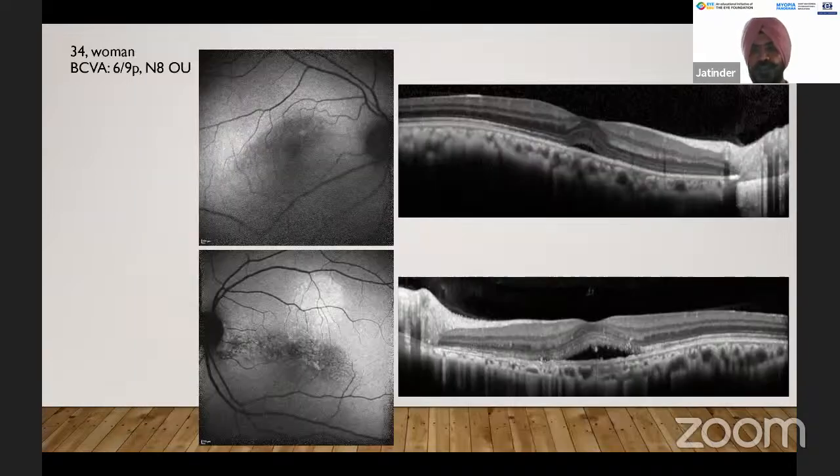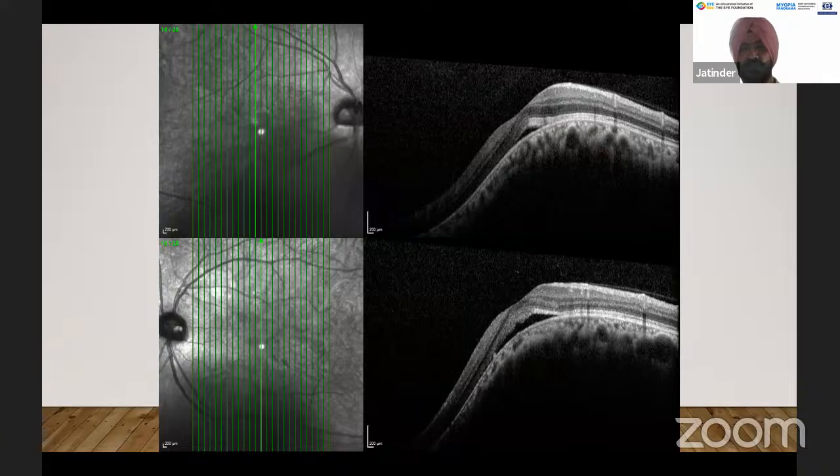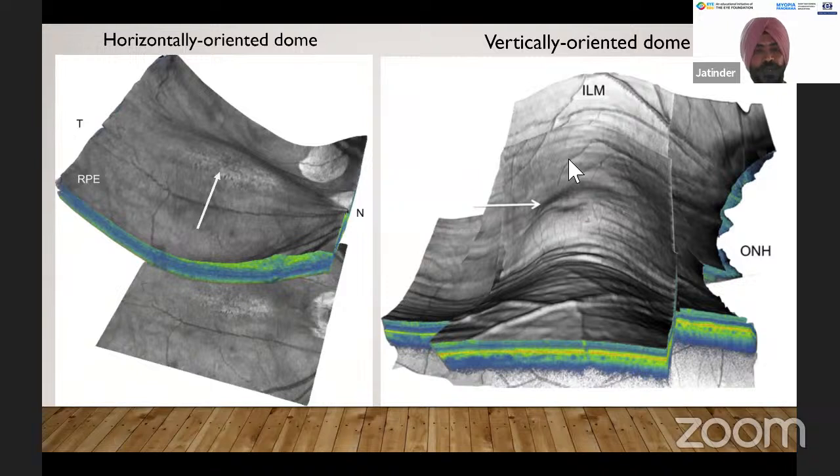So when you have subretinal fluid, not all is CNVM. This is a 34-year-old woman presented with non-resolving fluid at the macula in spite of multiple anti-VEGF injections, and you don't see any significant CNVM-like lesion in the outer retina. If you do the vertical scan, it picks up what is called the dome-shaped macula. So this is dome-shaped maculopathy, and the orientation of the dome can determine what the scan will pick up. In the left picture, with the horizontally oriented dome, the horizontal scan is not going to pick it up, whereas the vertical scan will detect it fine.